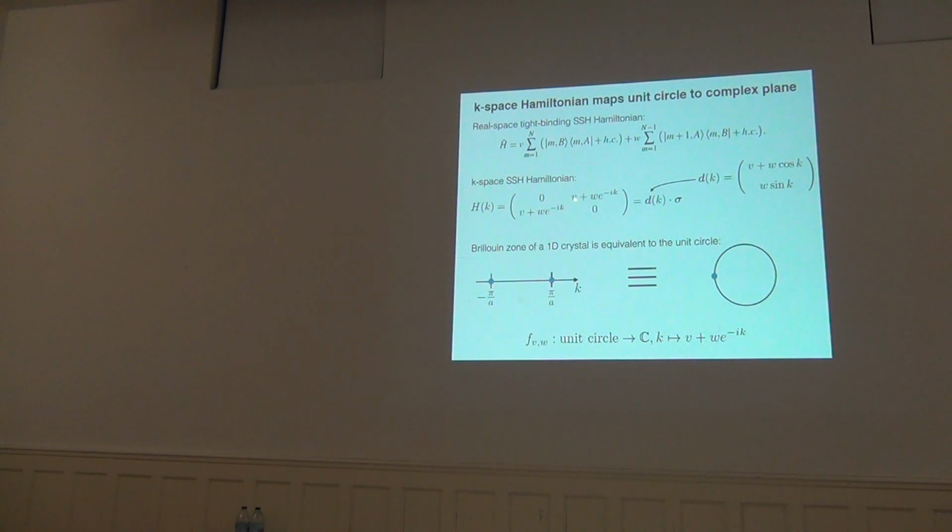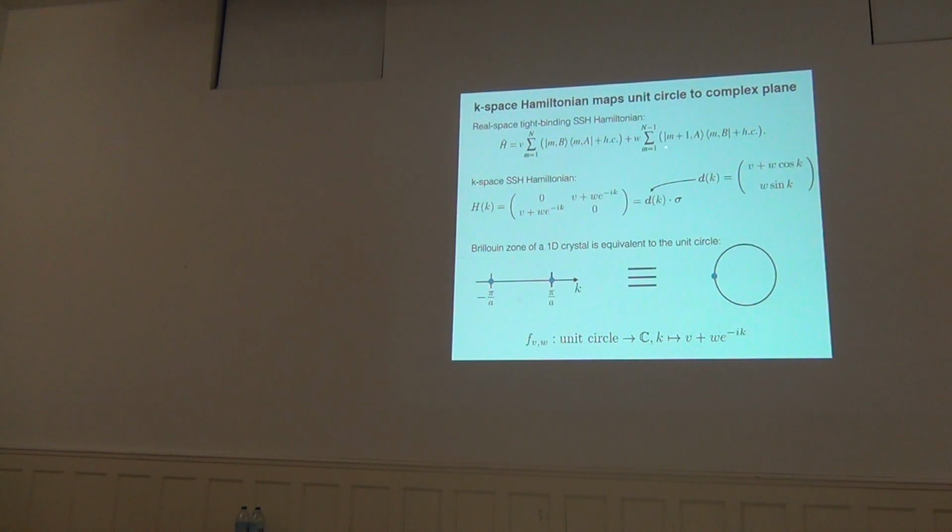It gives you an exact, specific mapping between the Brillouin zone, so the k values, and the complex plane, which is this complex number. Okay, so this is what I could call f, the f function. This is a function from the unit circle to the complex numbers. It maps k to this combination of the parameters v plus w e to the minus ik. So this is a complex valued function.